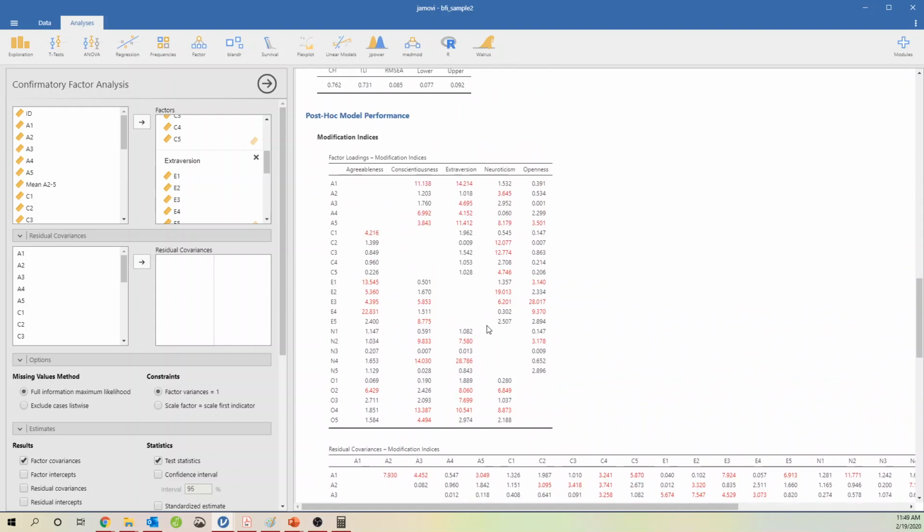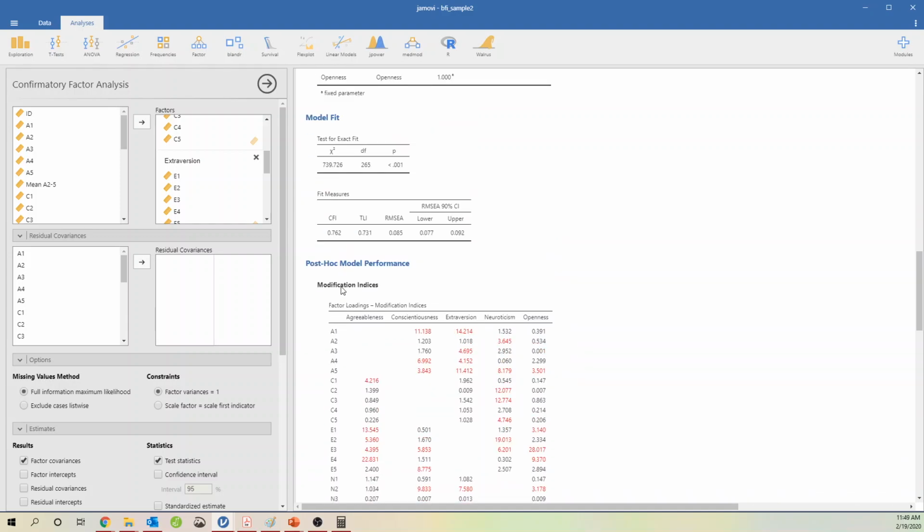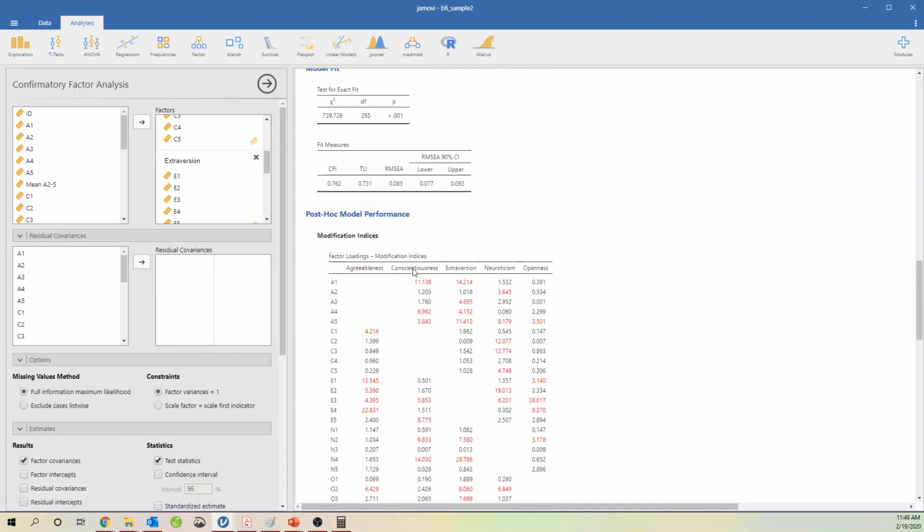So what this is doing is telling us that in the agreeableness factor, there are some items from other factors that might belong in with this agreeableness factor. Remember that this stuff was not significant. The way that it checks for significance is with a chi-square, and what these modification indices are telling me is that if we included item C1 in the agreeableness factor, chi-square would go up by 4.216.